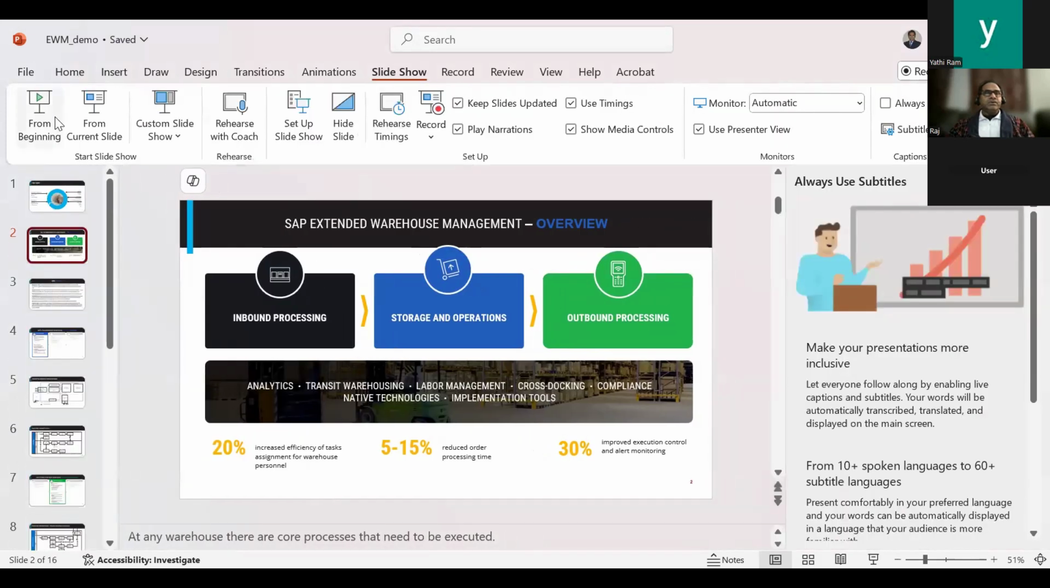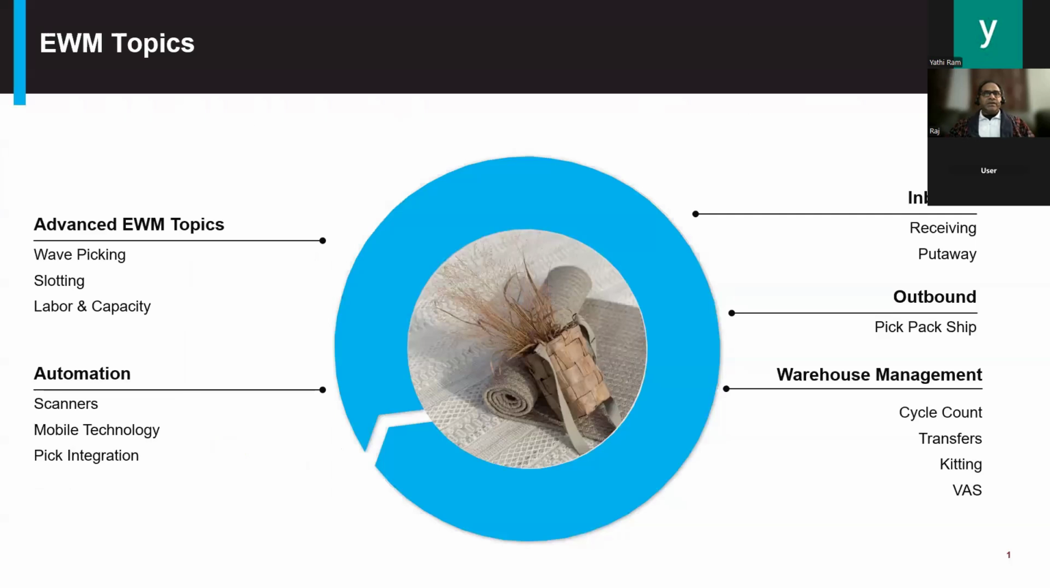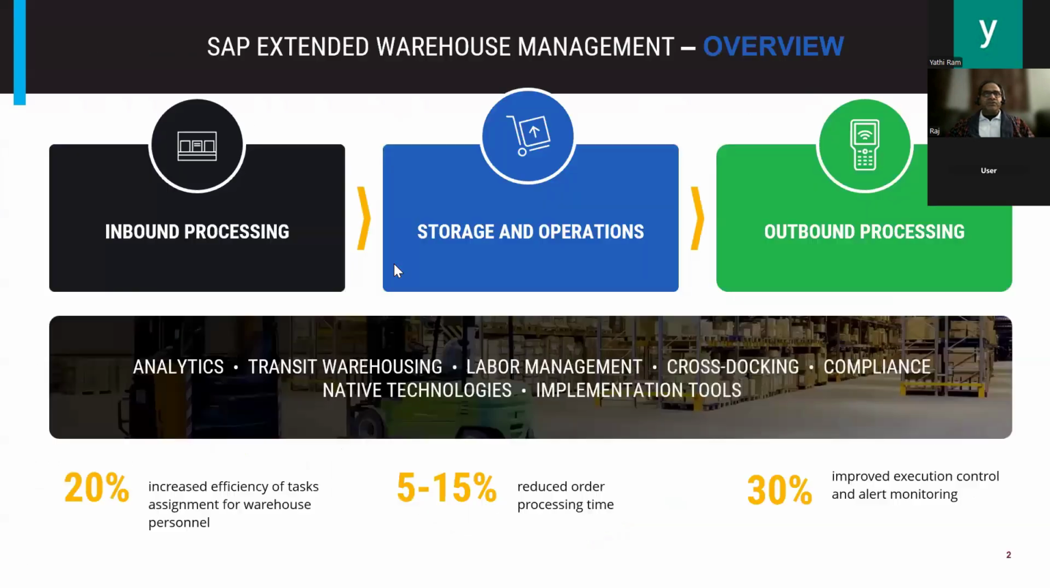Slideshow from beginning. See, these are some of the topics that I want to cover. Can you hear me? Yes, I can hear you. So these are some of the topics. Three major things: inbound processing, storage and operations, outbound processing. I know you covered a little bit on inbound. Today you plan to do outbound processing, and also storage and operations. Okay, good. These are the three things.